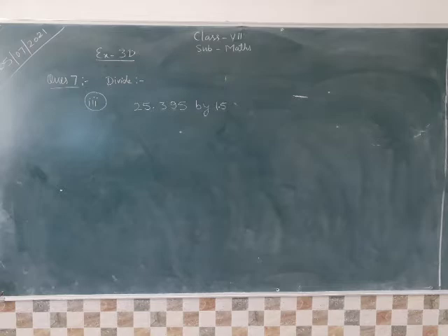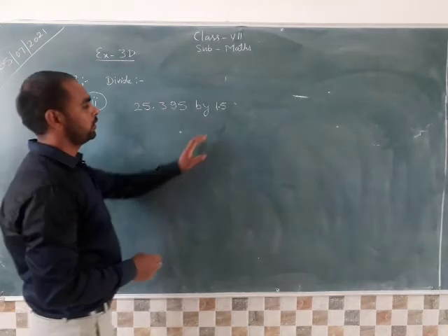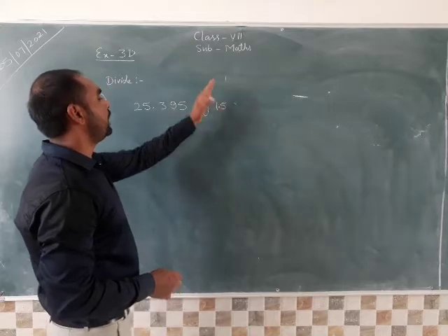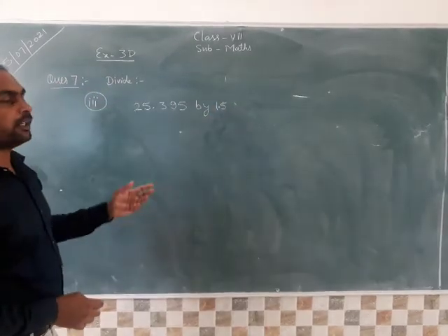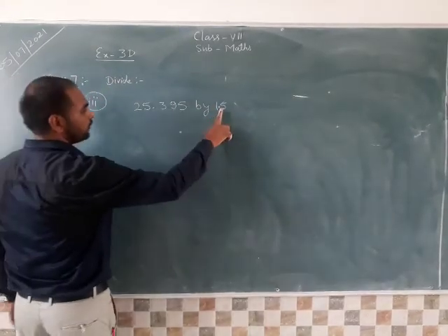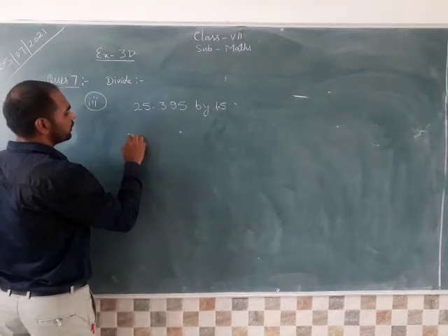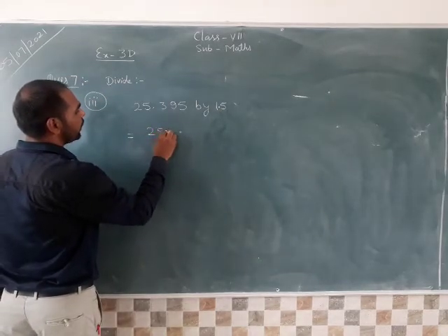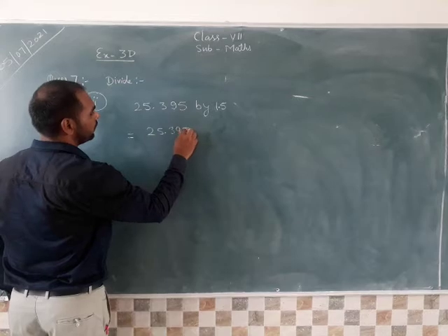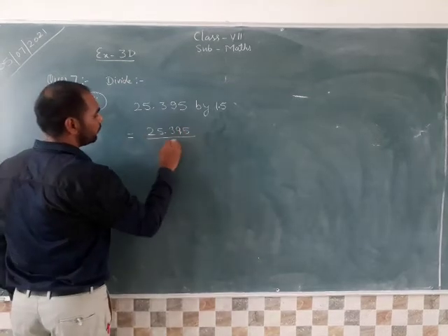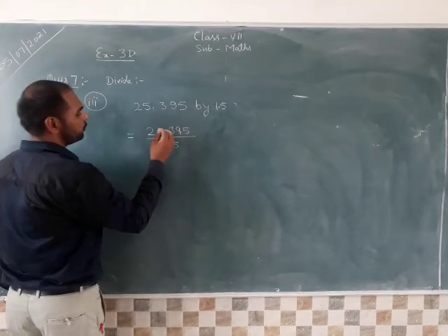Third part is 25.395 by 1.5. In this question, we will also remove the point of the divisor, which is 1.5. For this, we will write 25.395 in the numerator and 1.5 in the denominator.